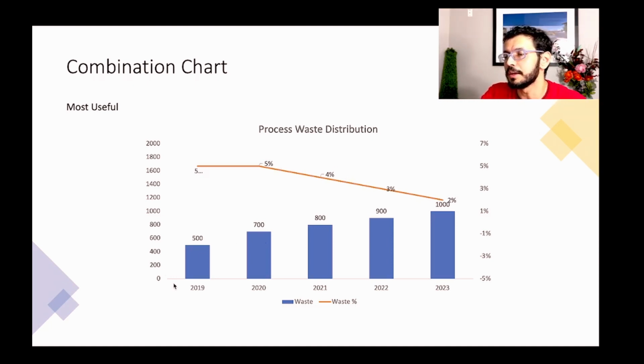The story here is that as years progress, your overall amount of waste has gone up, but the overall waste percentage has gone down. Now, this can happen because of a combination of two things. One, your process is getting more efficient, and two, you are increasing the overall volume of the product that you are generating. Both of these things are a very positive story.